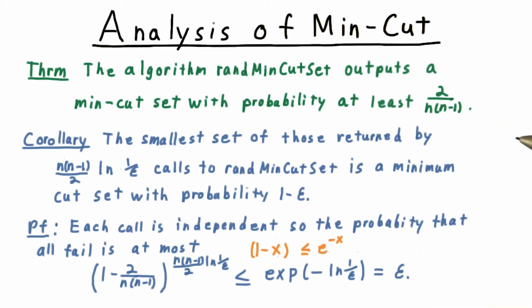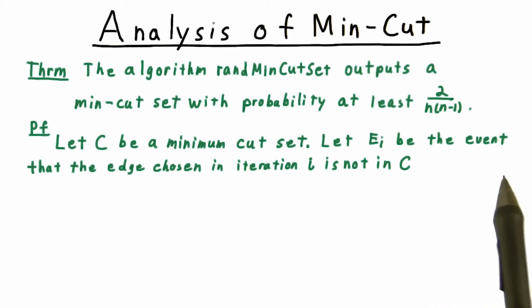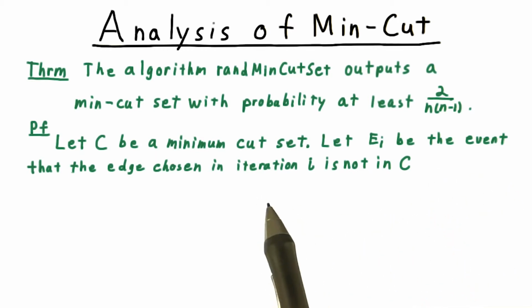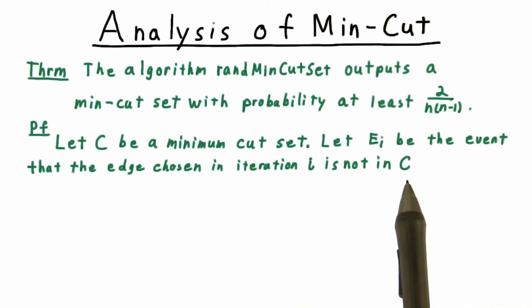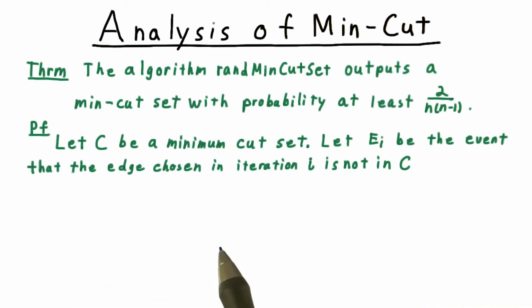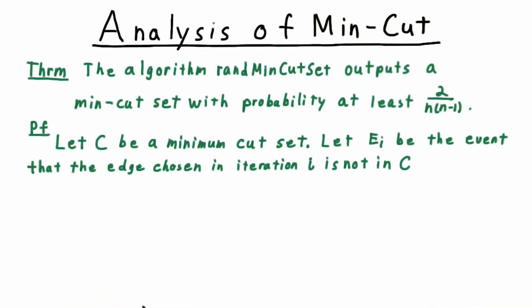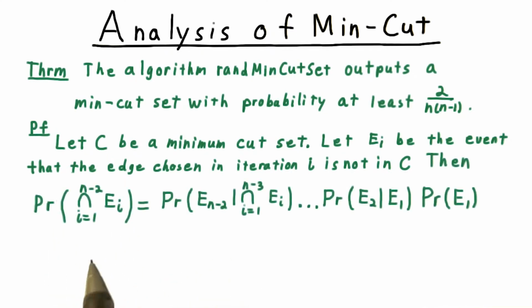But why is this theorem true? Consider a minimum cut set C, and we'll let E_i be the event that the edge chosen in the ith iteration is not in C. Note that there could be other minimum cut sets as well, but we're going to focus on just one of them, which we're going to call C. Returning the cut set C means not picking an edge in C in each iteration.